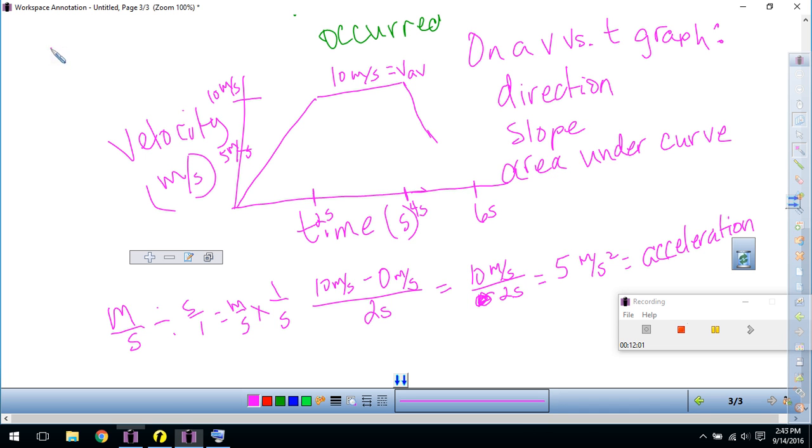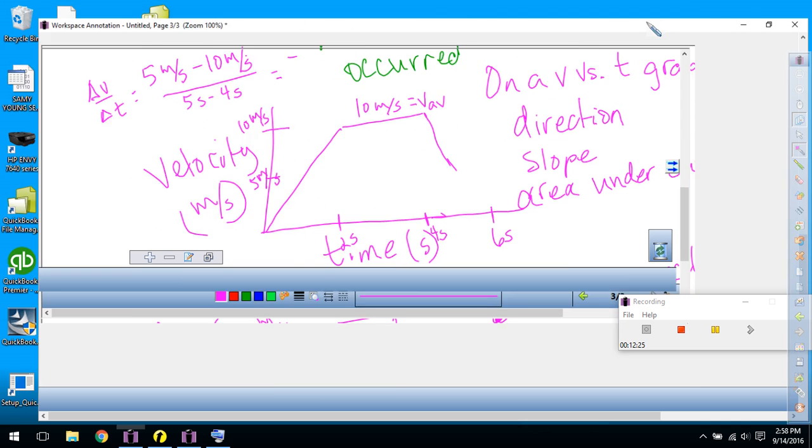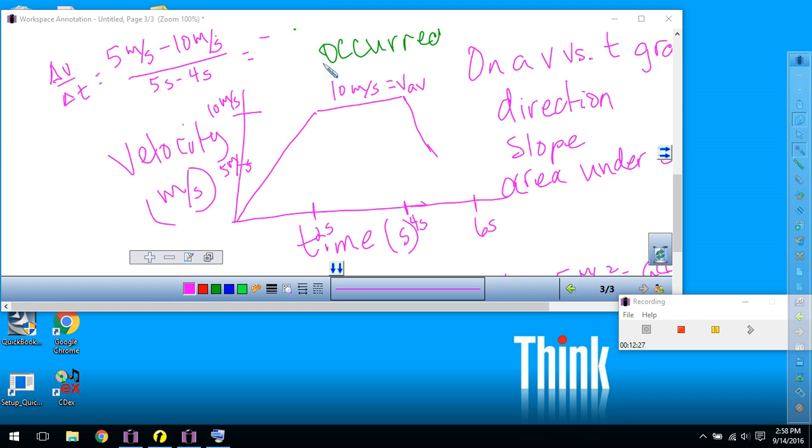So I'm going to say that delta V over delta T. All right, I want to do the final, which is 5, minus the initial, which was 10. And he still has a positive speed, it's just a lower positive speed. And that took him 1 second, so I'm going to say 5 seconds minus 4 seconds. So 5 minus 10 is a negative 5. Negative 5 meters per second.